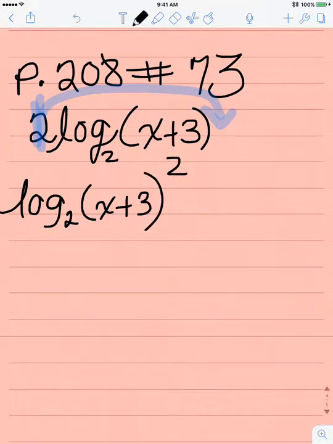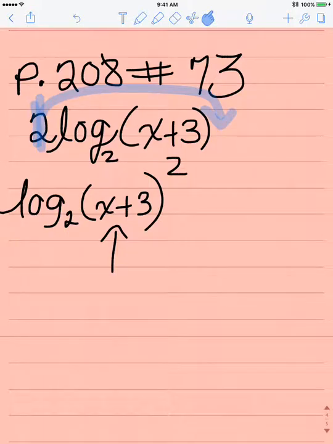And if you're wondering, does this cancel anything out because this is 2 times log base 2? No. In order for this to cancel out, this x plus 3 has to be a 2. And we don't know if it's 2 or not, so this is the simplest form.